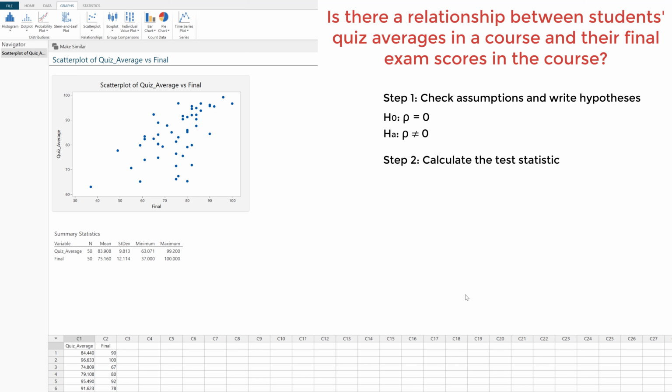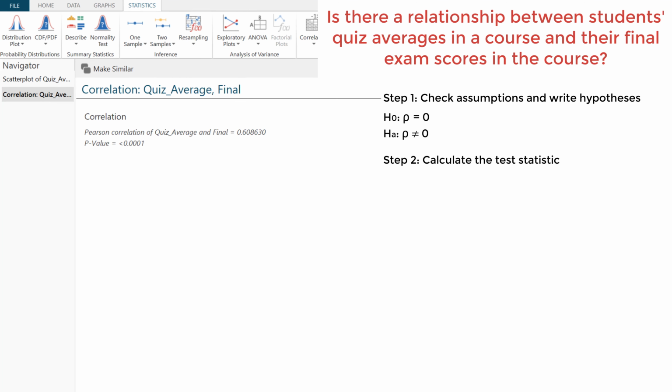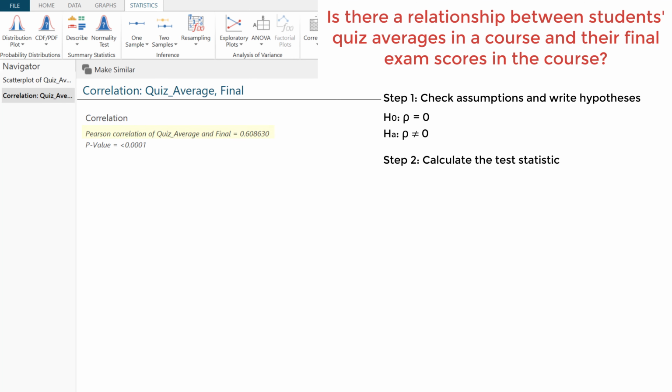Step 2 is to calculate the test statistic. In Minitab Express, I'll go to Statistics, Correlation, Correlation. And again, it doesn't matter which order you enter the variables in. The correlation between quiz average and final is R equals 0.608630.